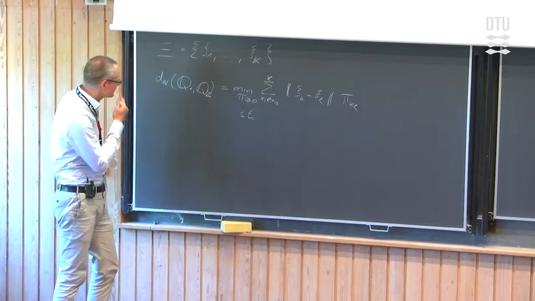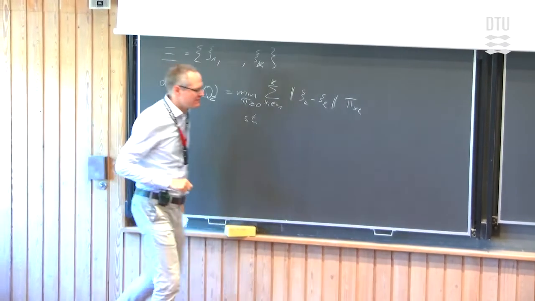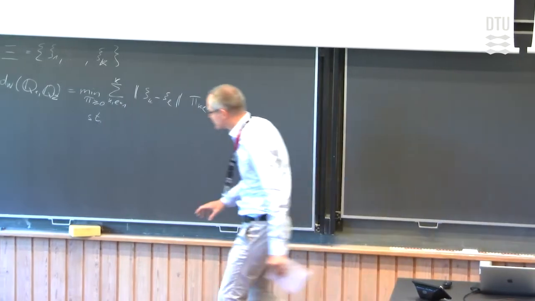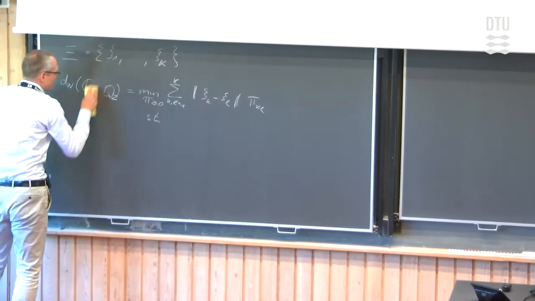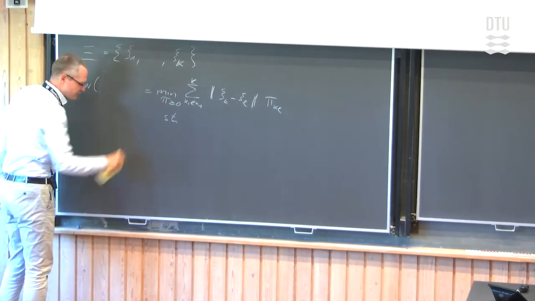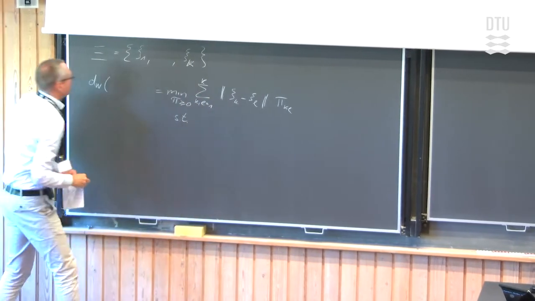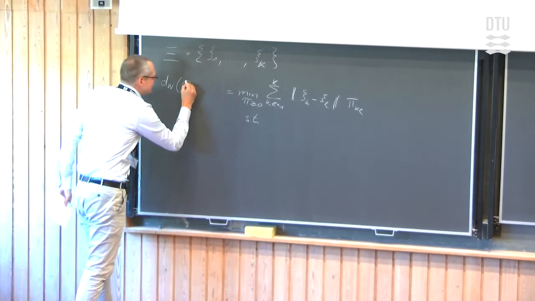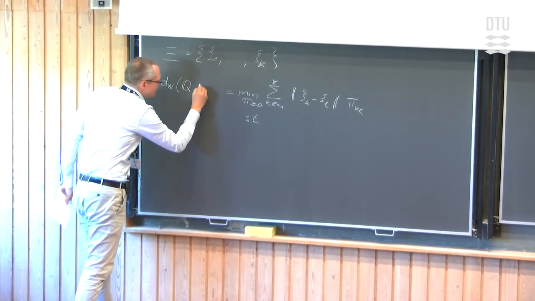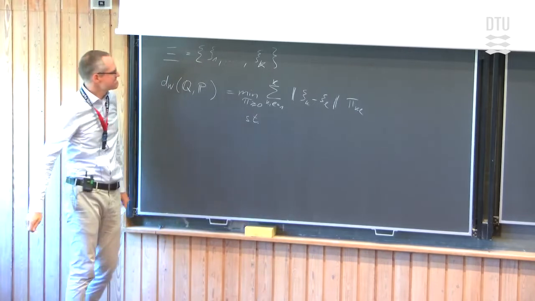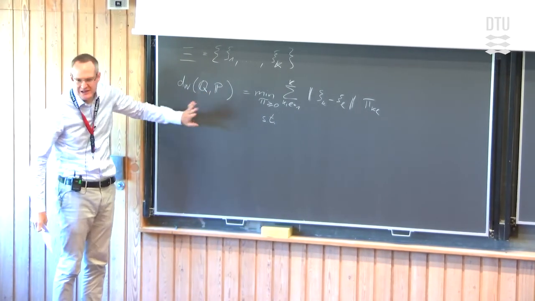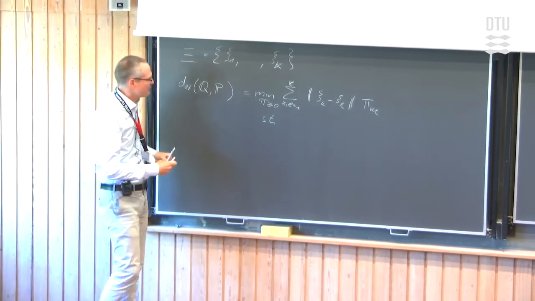Actually, let me change the notation here. This will be a bit easier for what I'm going to do afterwards. Sorry about that. So I'm deviating slightly from the slide. I would like to calculate the distance between two distributions q and p. Okay? I prefer to have fewer indices here when I write on the board.